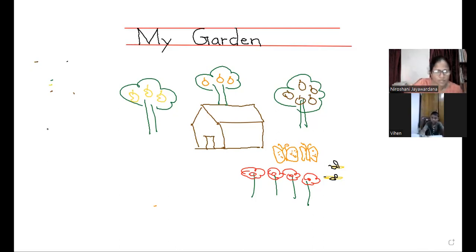Then you want to draw a bird bath. Bird bath. Water is there.